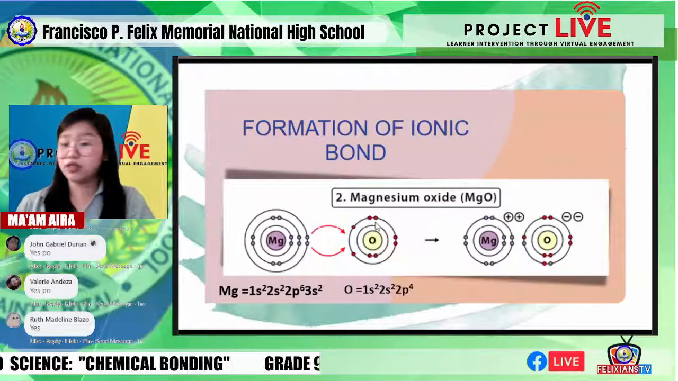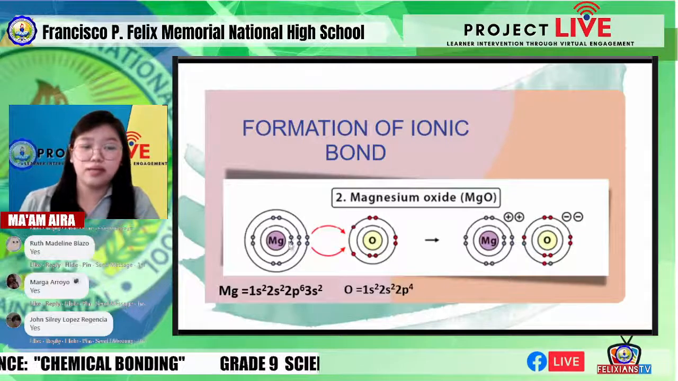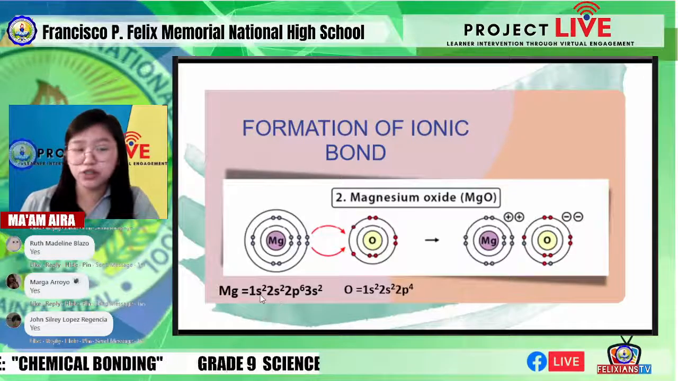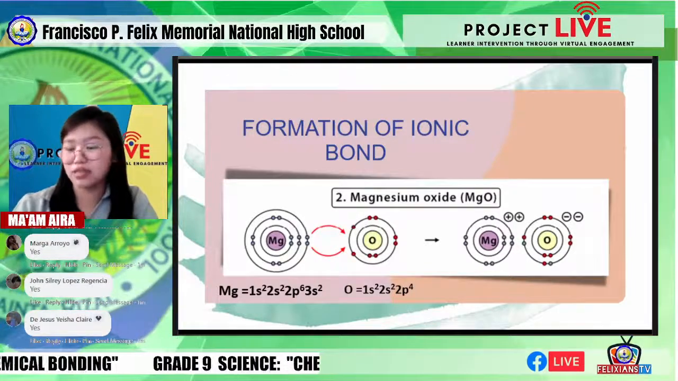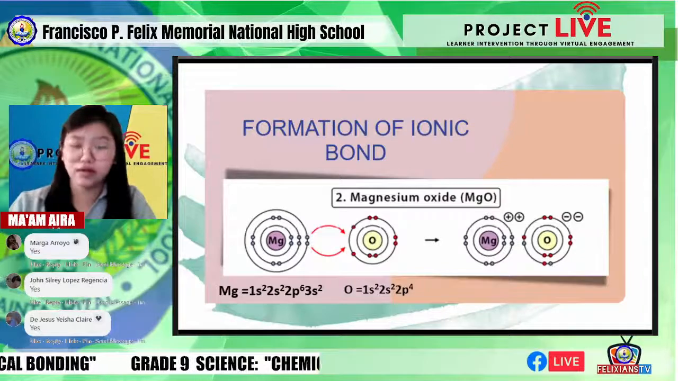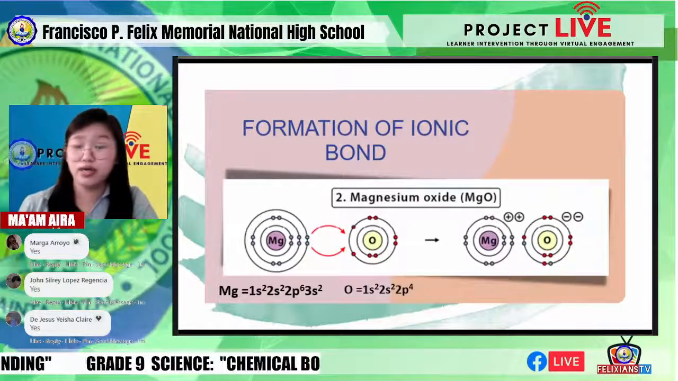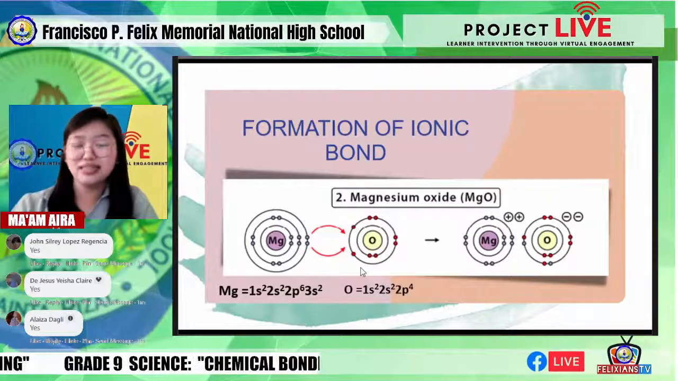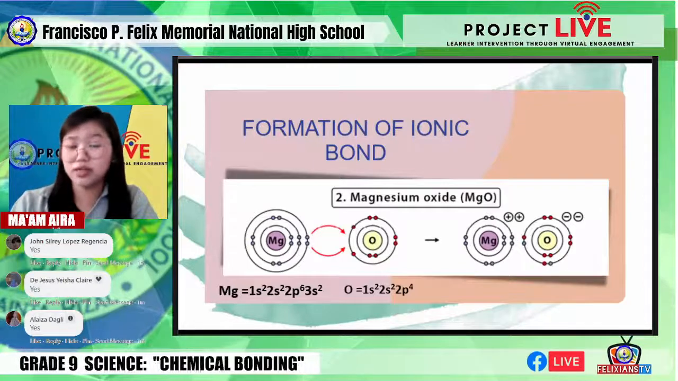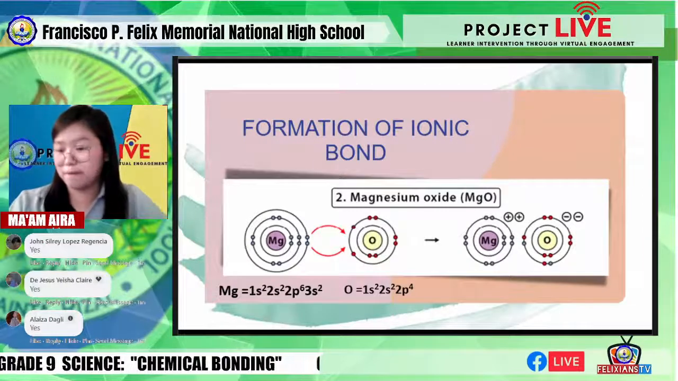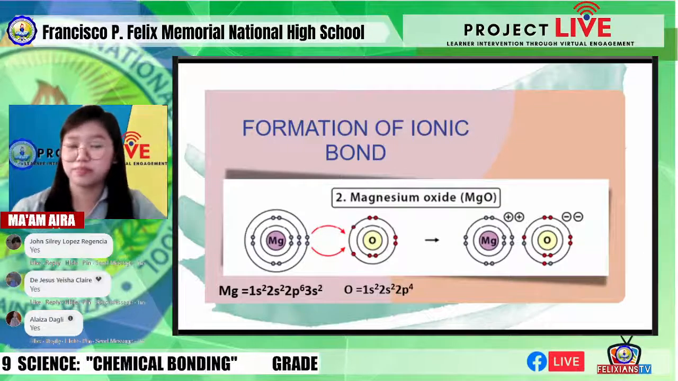So example number 2, we have magnesium oxide. Magnesium, atomic number of magnesium is, will you please type in what is the atomic number of magnesium? You can always refer on your periodic table of elements, as well as for the oxygen. What is their atomic number for Mg or magnesium and O, oxygen? You can type in your answers on the comment section.